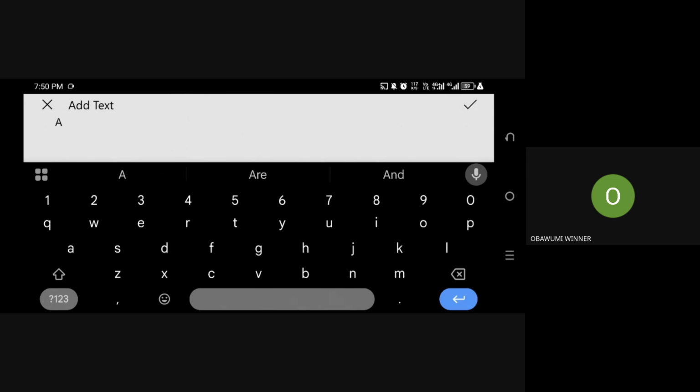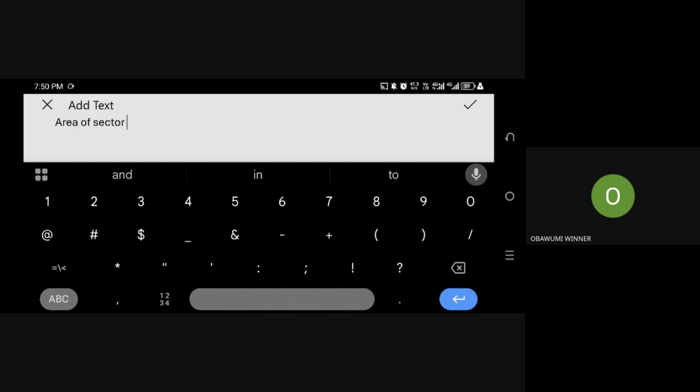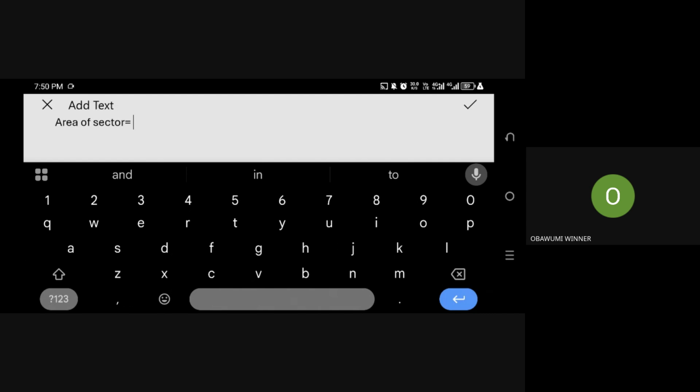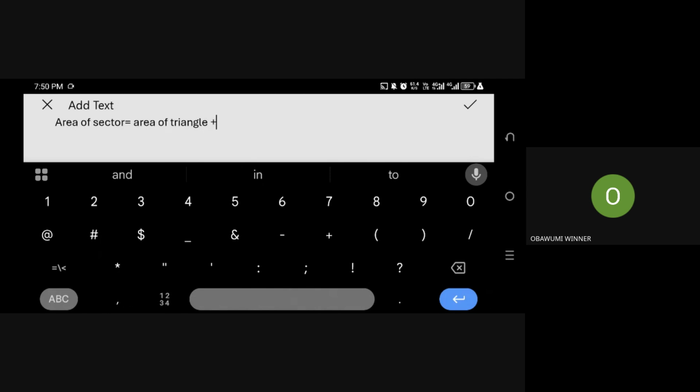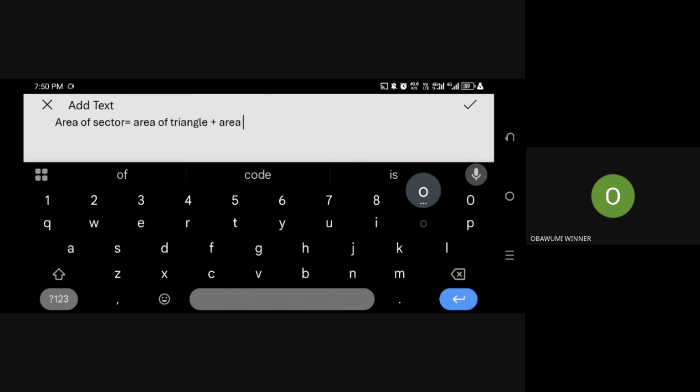This is to say that area of sector is equal to area of triangle plus area of segment.